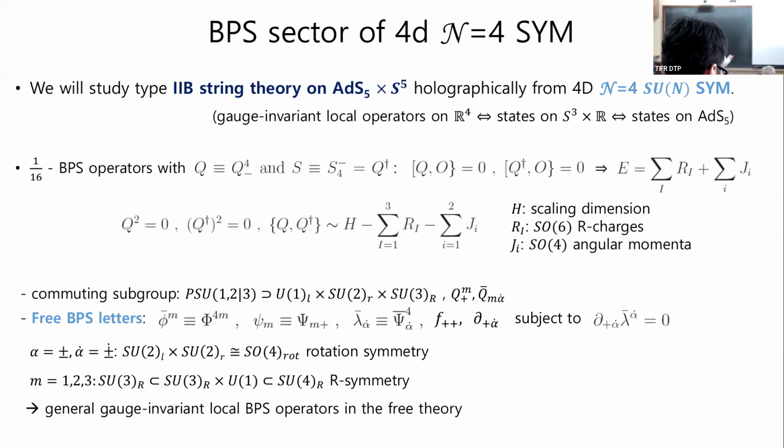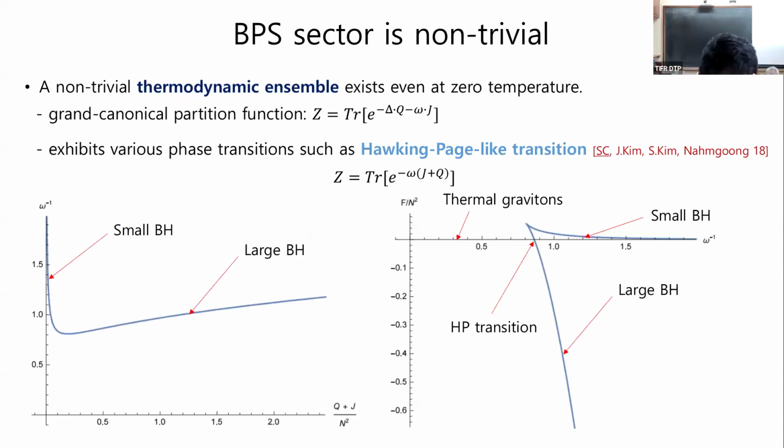At this point, as I said, I will focus on the BPS sector. Maybe some people will complain that the BPS sector is too trivial, but actually it is not true. Even in the BPS sector, there are states with indefinitely large energy. There is no upper limit on the energies on the 3-sphere. And furthermore, you can consider a non-trivial thermodynamic ensemble using R charges and angular momentum. So you can consider some thermodynamic partition function. And in the dual gravity side, in this sector, you will find some supersymmetric black holes in AdS5.